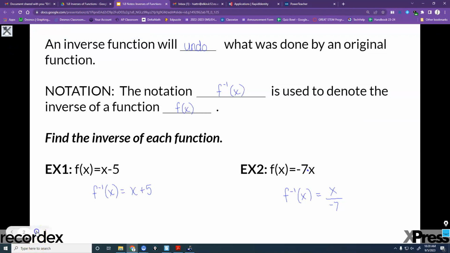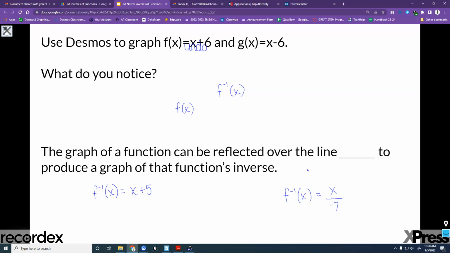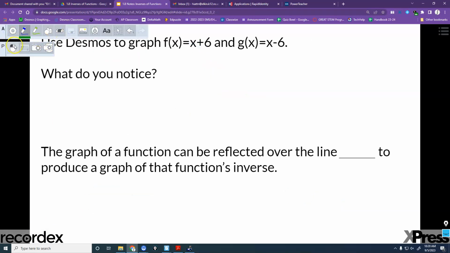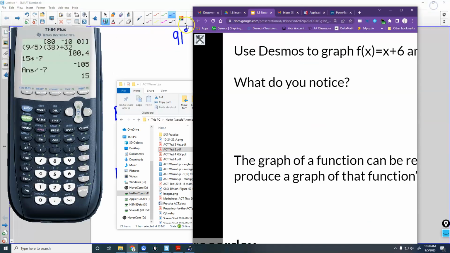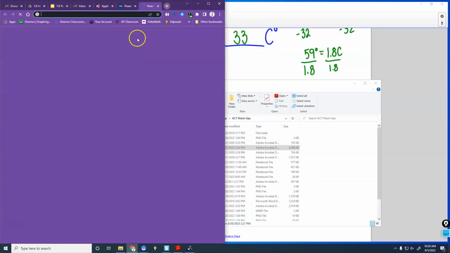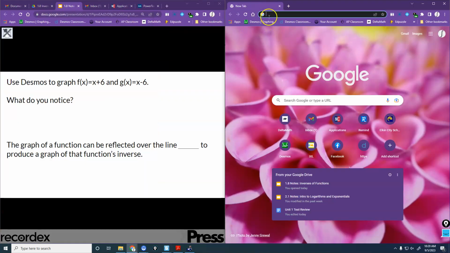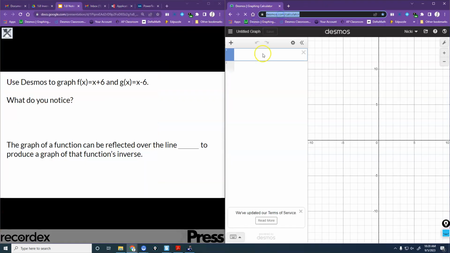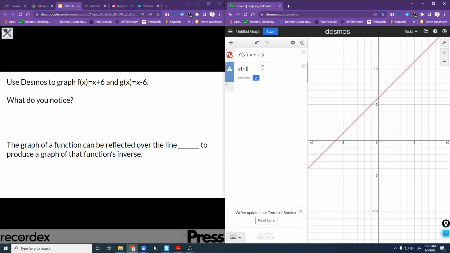The first thing we're going to do is graph these. I'm going to graph it for you right now so we don't have to pull out our calculators or computers, but you can do this on your own. So I graph f of x equals x plus 6 and g of x equals x minus 6.